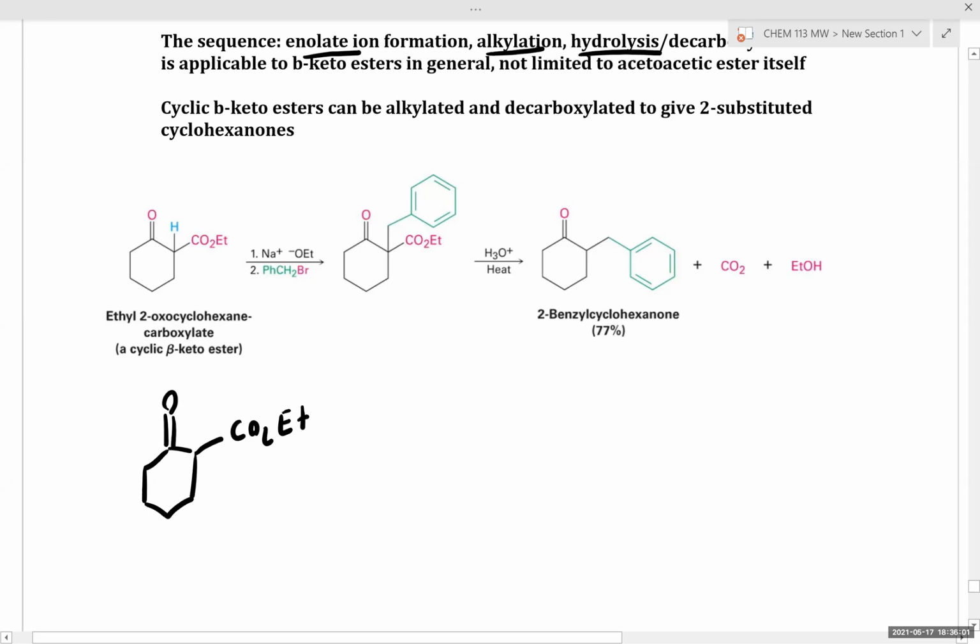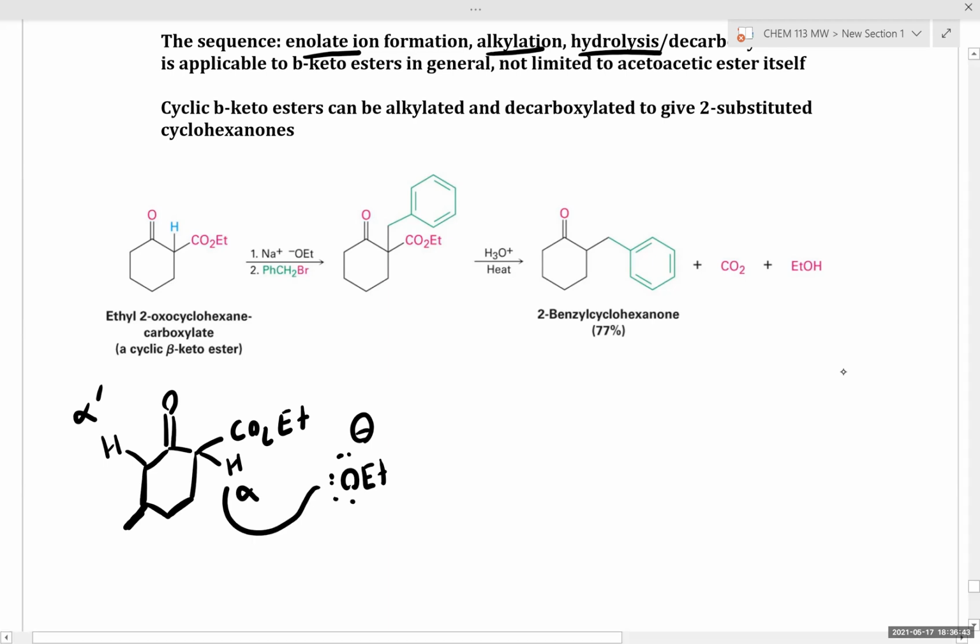And to really help you appreciate the benefit of going through the beta ketoester, let's look at what happens if we have a methyl group here. Okay, so we have two alpha protons that I'll call alpha and alpha prime. If we treat this compound with ethoxide, which side gets deprotonated? Which alpha proton gets removed? The proton adjacent to our ester functionality, or the proton on the other side, which is just adjacent to the ketone? Which of these two protons, alpha or alpha prime, is more acidic?